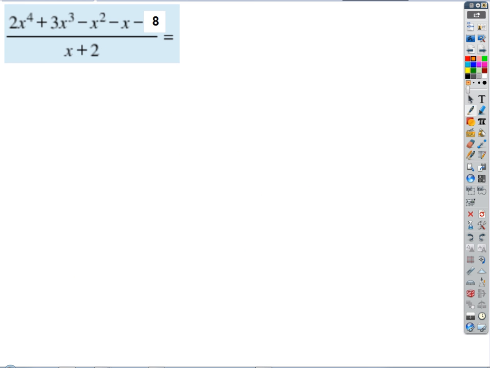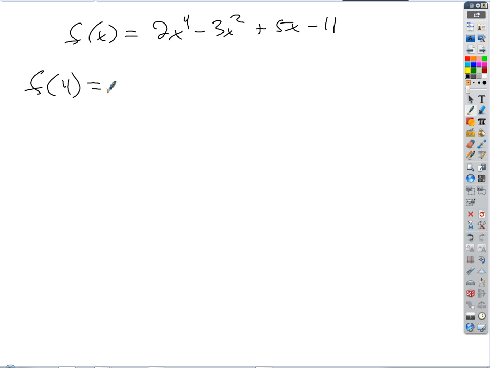And for example, let's try this. Let's say we want to know what's the value. We've got some polynomial. Let's say f of x equals 2x to the 4th minus 3x squared plus 5x minus 11. And let's say we want to evaluate this polynomial at 4, okay? So if I want to try putting in 4, what am I going to get? Well, I can find out really easily by just doing synthetic division. In this case, we call it synthetic substitution.